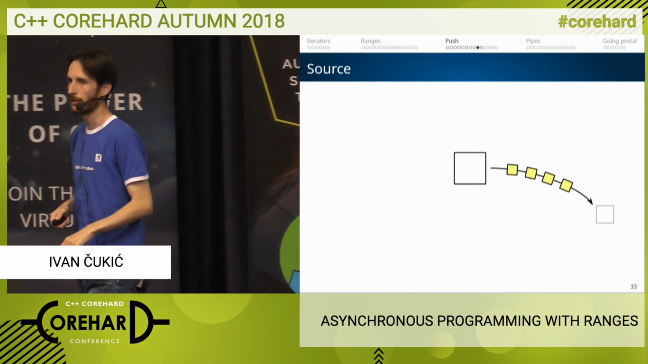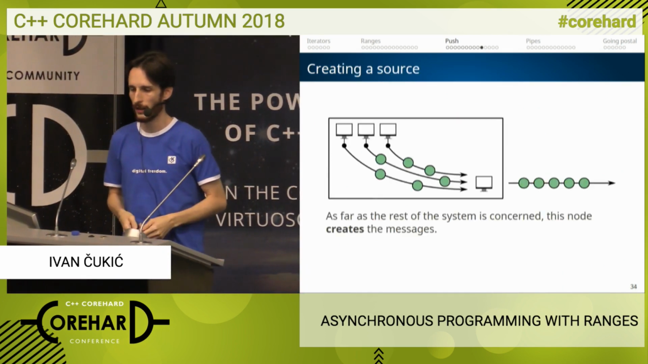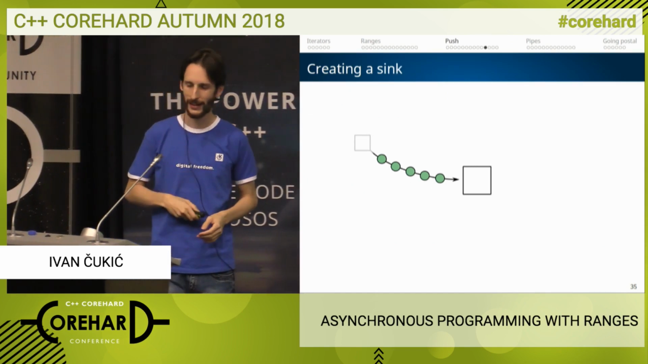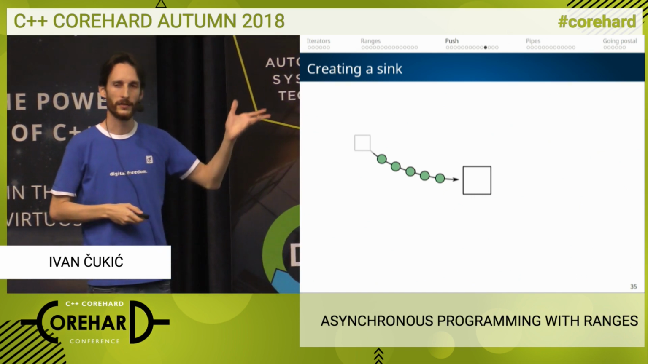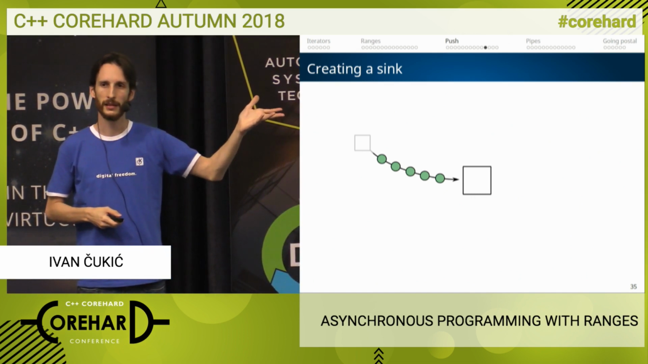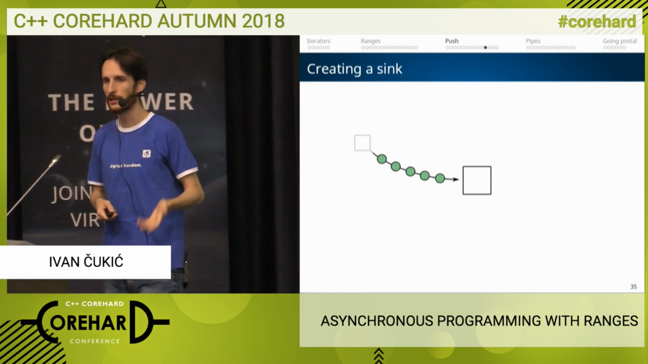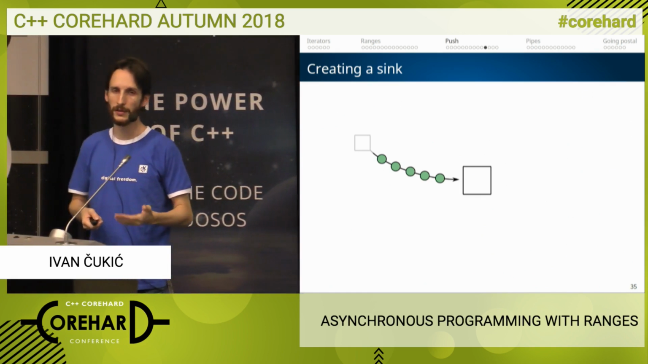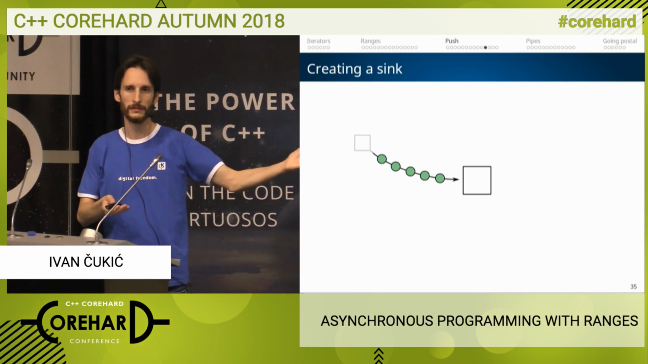The next step, if we have somebody to talk, we should have somebody to listen. And that would be a sink. Since all the classes that inherit from continuator base use std invoke, that means that we can use anything that looks like a function to be a sink. Okay?